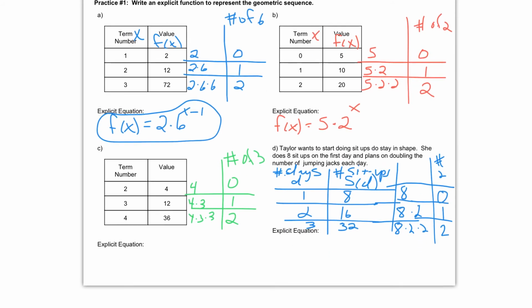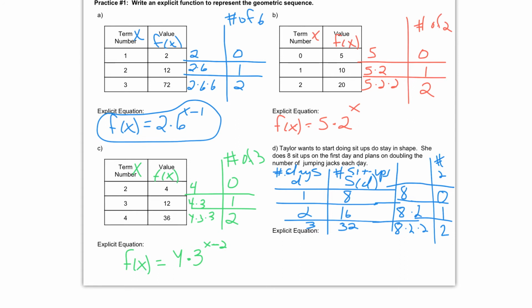Then if we take a look at letter C, we started with 4, and then we multiplied by 3 each time. Comparing the number of 3's to our term number, and let's call that x and f of x again. Remember, you can label whatever letters you want to use. So my number of 3's is 2 less than my x's. So when I write my equation, I get f of x is equal to, I started with the 4, I multiplied by 3, 2 less than my x's, so x minus 2.